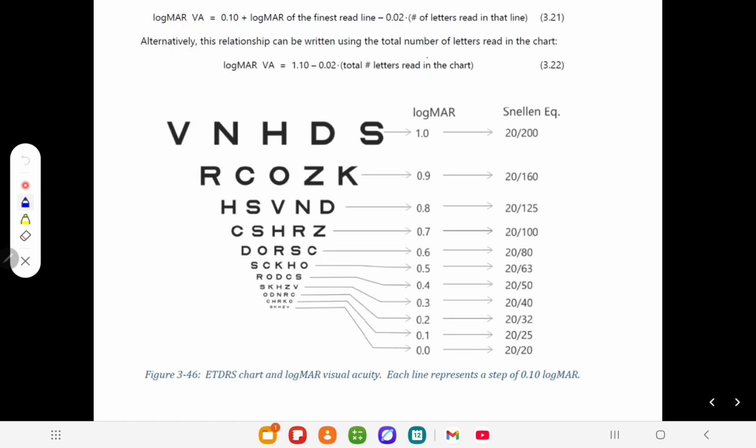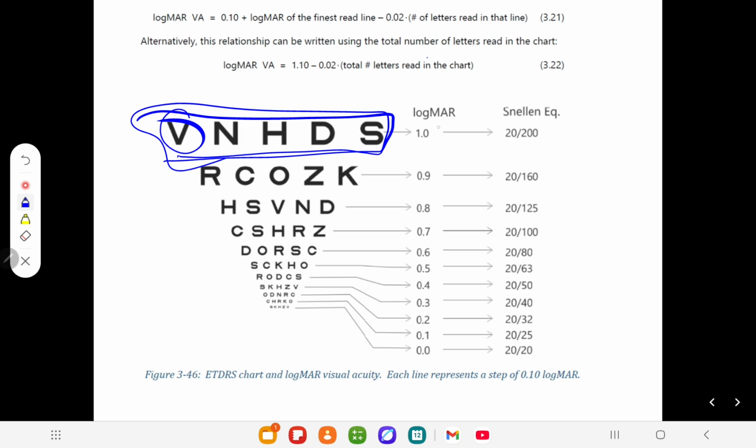See, this is the tricky part, and most of the students fail here. One thing I want to mention: just think about this line. What if I just read this line? Is it 1? Is it 0.98? Most of the students got it wrong there. If you read all 5 letters, then it's 1. Yes, it's tricky. If you read all the letters of the first line, then it's 1. If not, then remember this formula. It's very important. LogMAR visual acuity is 1.1 minus 0.02 times total letters read.